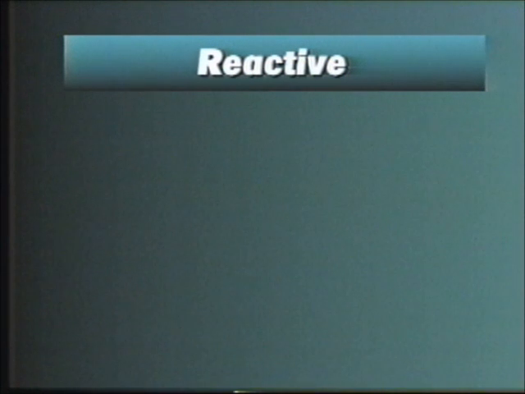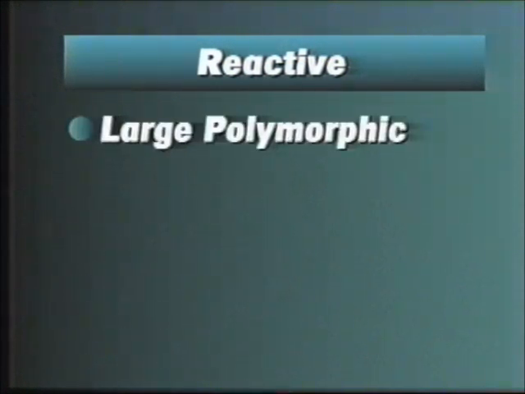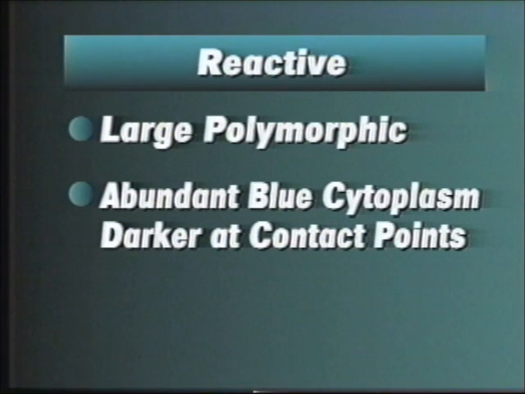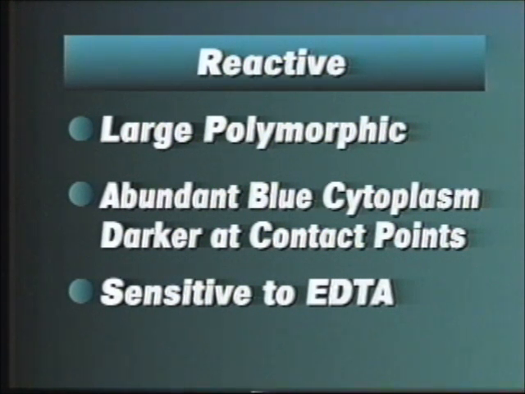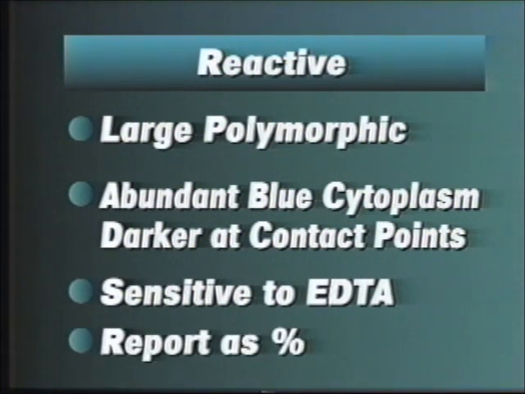One type of stimulated lymphocyte are those we call reactive. Reactive lymphocytes are large polymorphic cells with abundant blue cytoplasm, which tends to darken at the contact points with other cells. Reactive lymphocytes are more sensitive to the degenerative effects of EDTA than our normal lymphocytes. Reactive lymphocytes should be reported as a separate cell type in %.